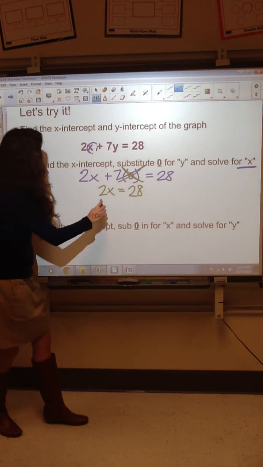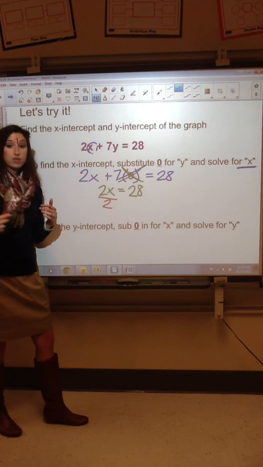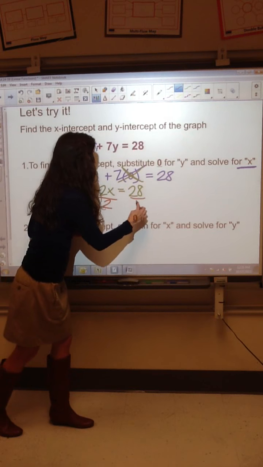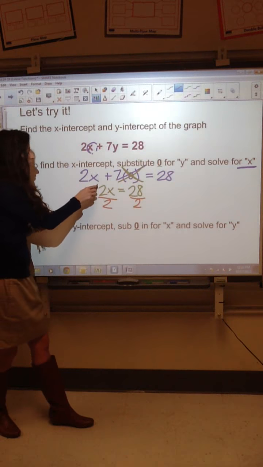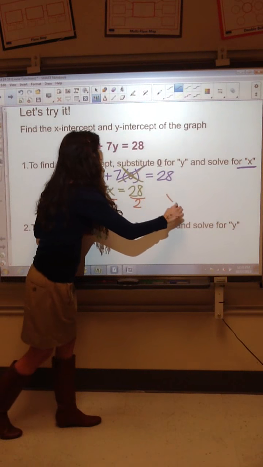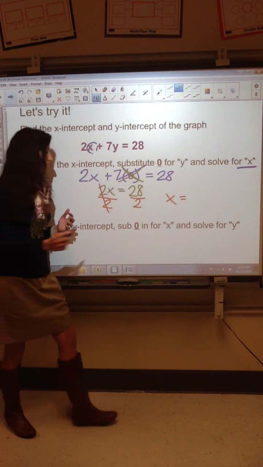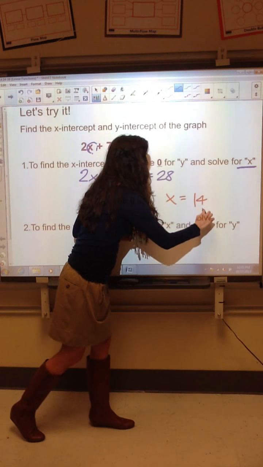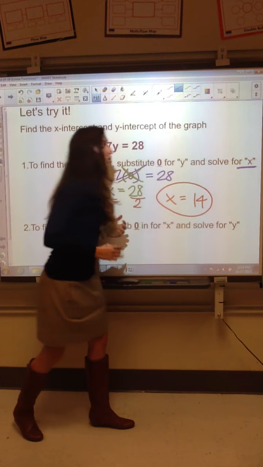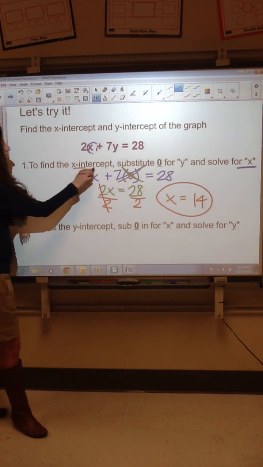You're correct. Divide by 2, and whatever I do to the left, I do to the right. So now, x equals 28 divided by 2. Anybody? 14. So what is my x-intercept?